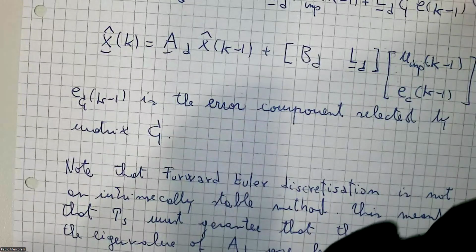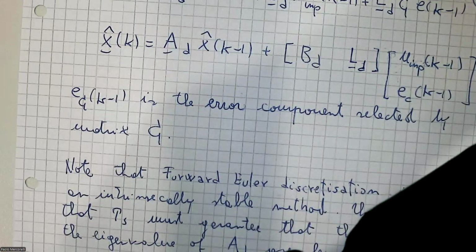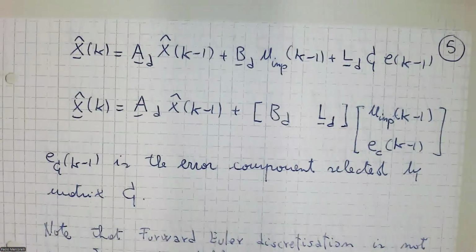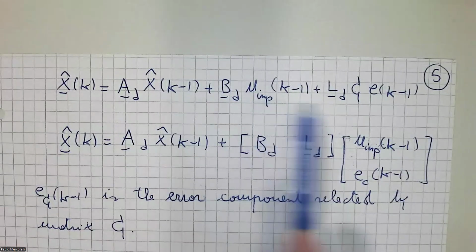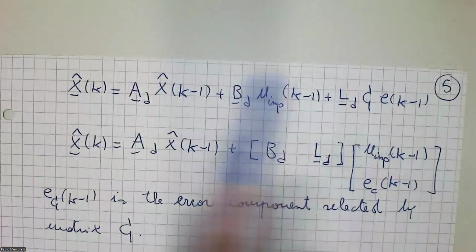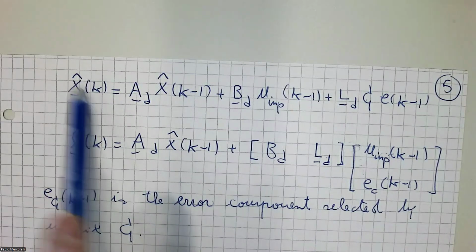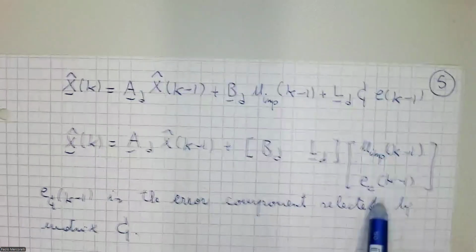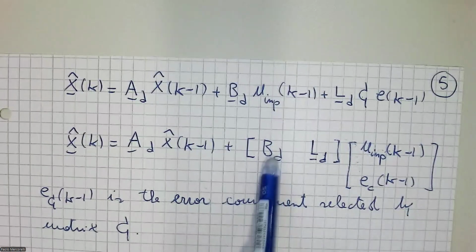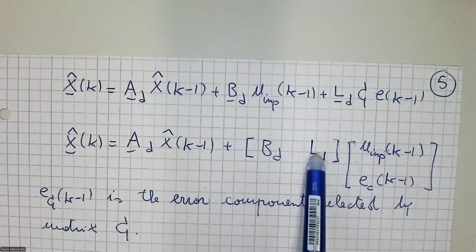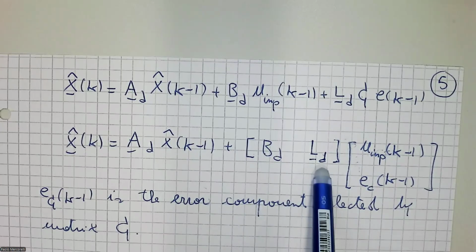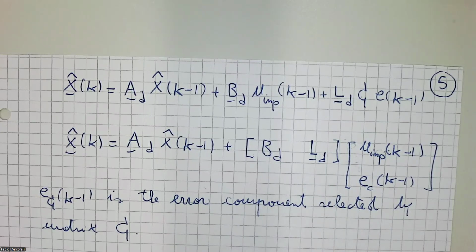To conclude this, we can write this discrete observer in this form here. Basically, the observer consists of two inputs, U and the error. One through BD, one through LD. LD is something which I can design.